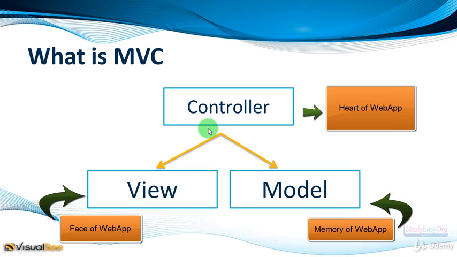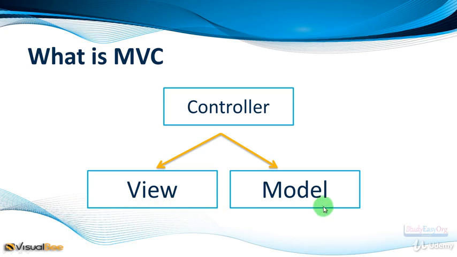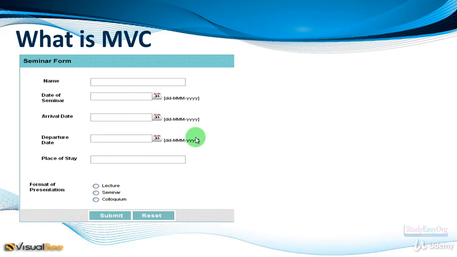If we talk about JSP and servlet, a controller would always be a servlet, whereas JSP, HTML, XML, CSS files would be used under view, and a servlet or a Java class could be used as a model for database interaction. So let's understand MVC with respect to this form.